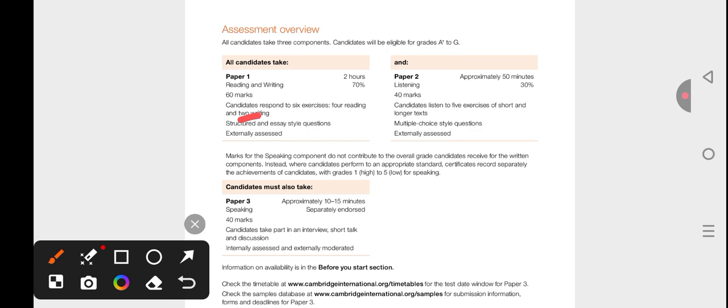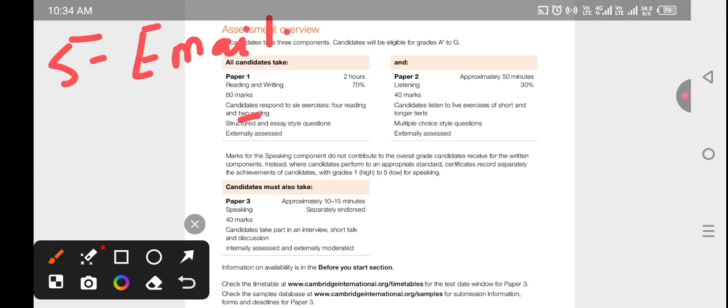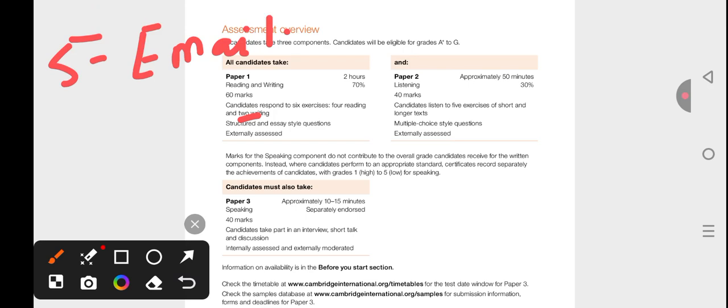Okay, the 5th exercise is mainly concerned with email writing. In the next videos inshallah I will be talking about how you can write an email, how you can start, how you can organize or structure it in a good way so that you can score high in the email writing. So the total marks are going to be 15 for the email writing.